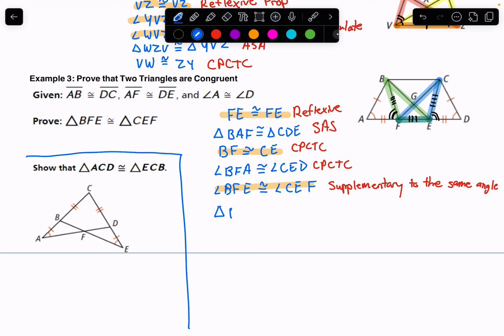Triangle BFE, I'm just taking these from up here so I know they'll be written correctly, is congruent to triangle CEF by side angle side congruence. So we just proved those triangles are congruent.